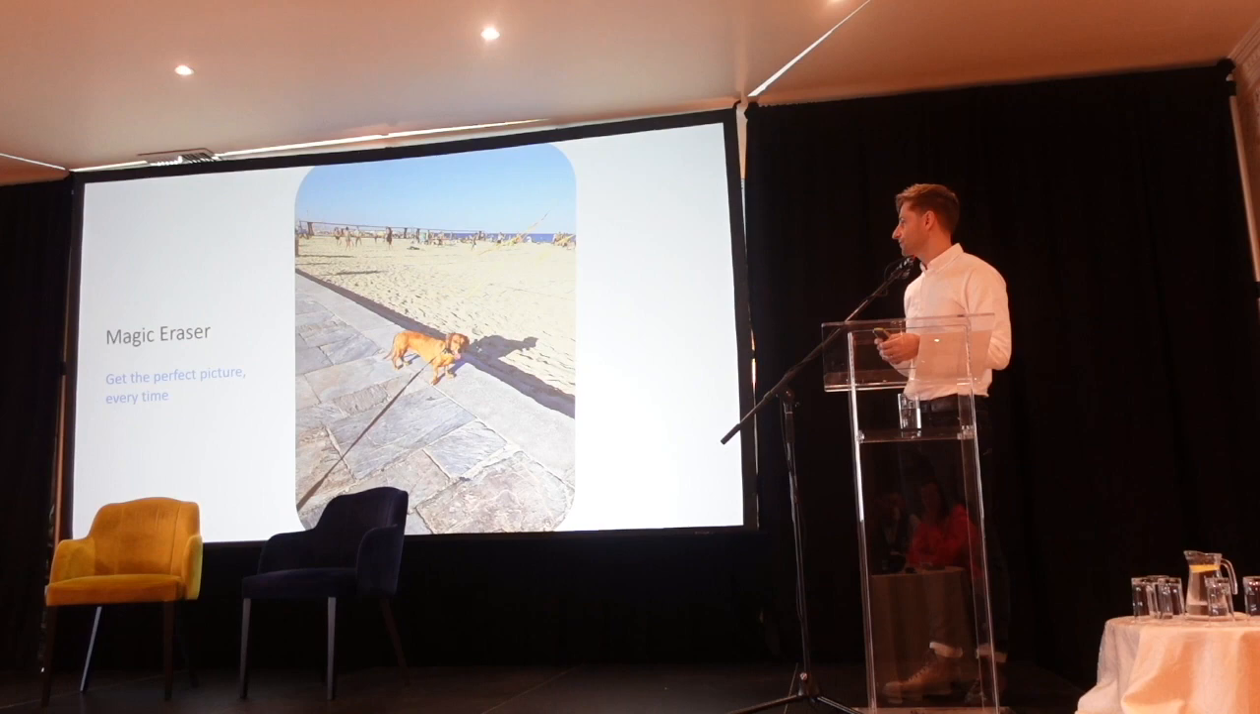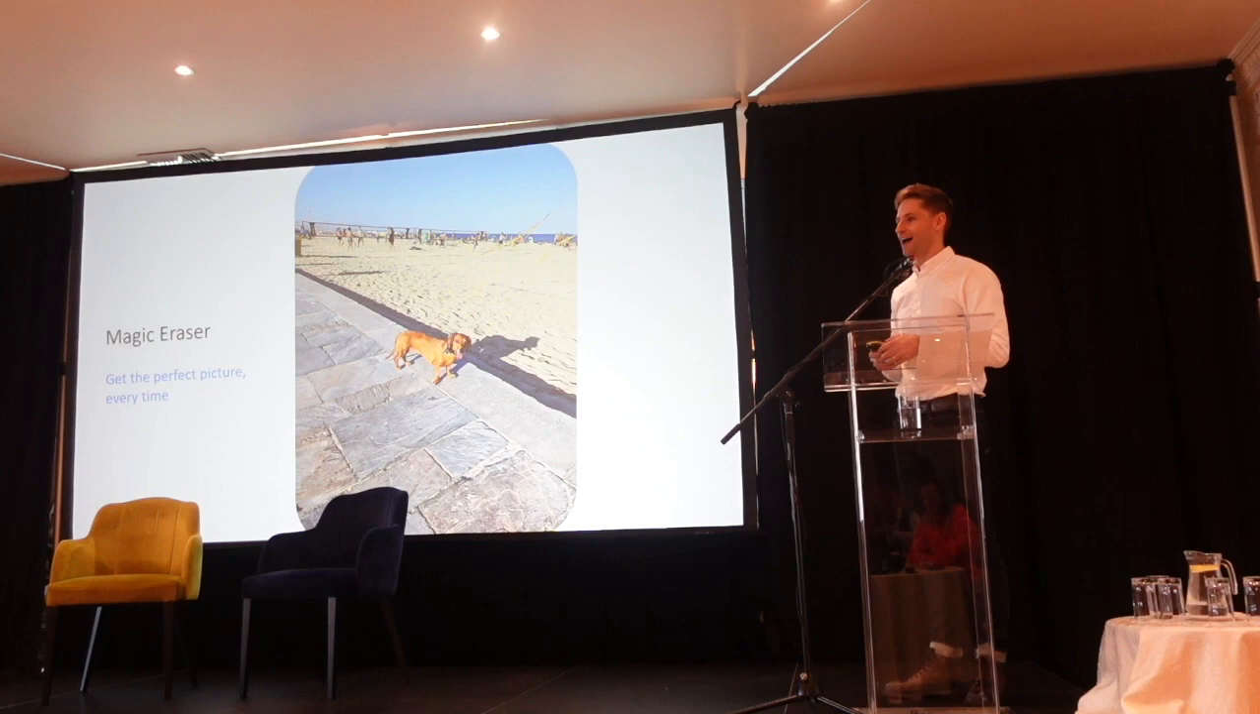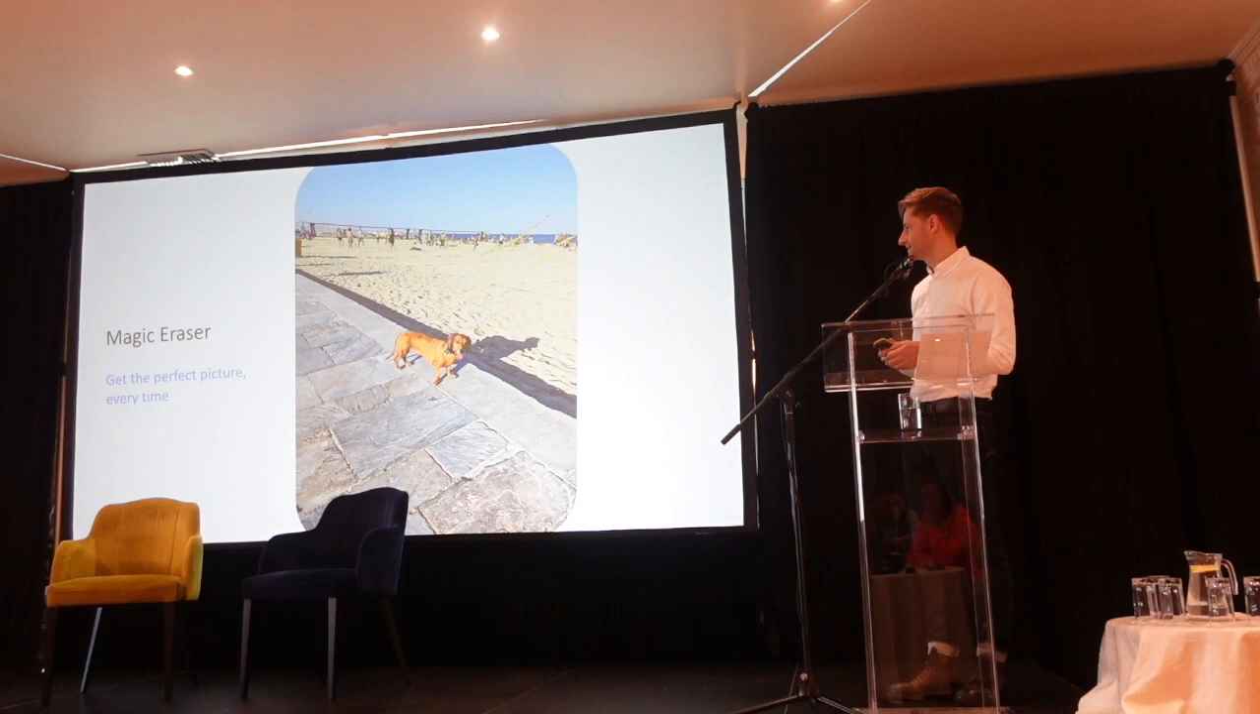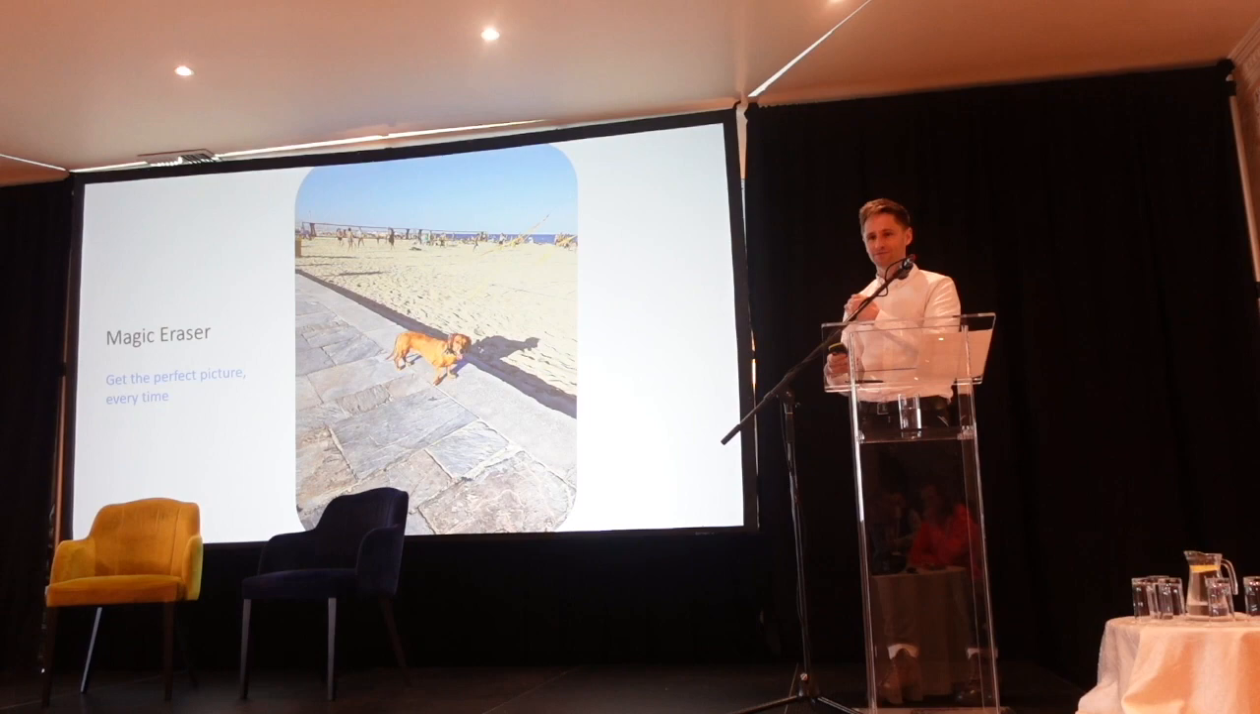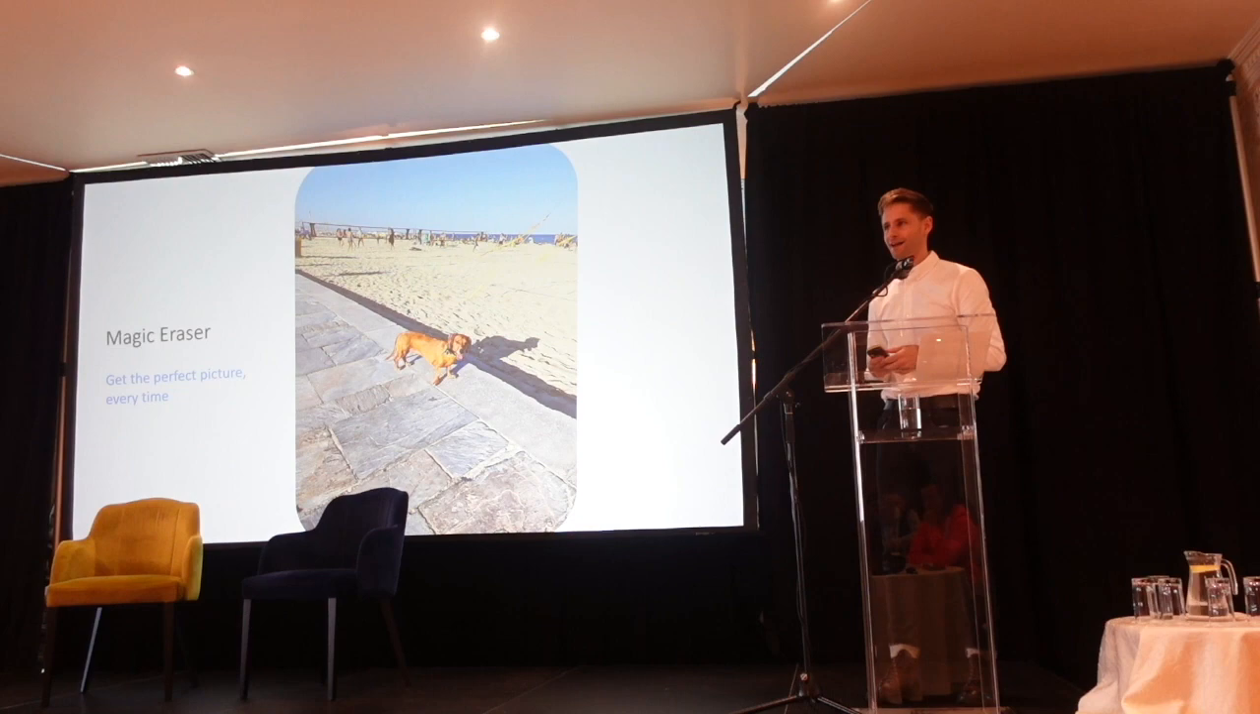I just thought it was a great picture, but I didn't really want to show his lead in the picture. And through Magic Eraser, which we can all have on Google Photos, I was able to get rid of the lead by blotting it out. That uses AI in order to understand what's underneath that lead, how can we replicate the shape of the pavement underneath.